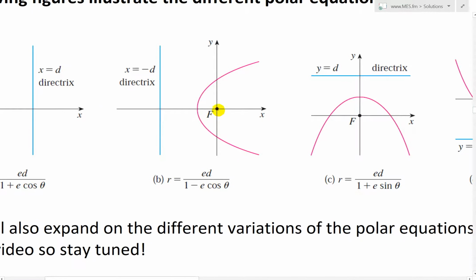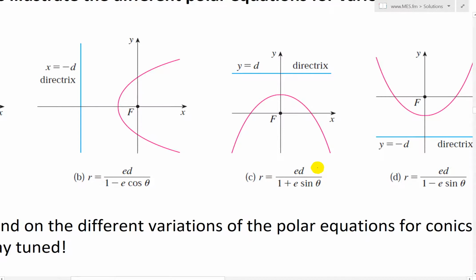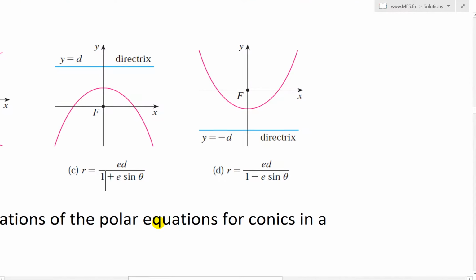And again, the focus is always there. This is for a minus. If it's a plus e sine theta, it's going to be a vertical one going downwards like that. And if it's negative e sine theta, with the directrix y equals negative d, it's going to go upwards like that.